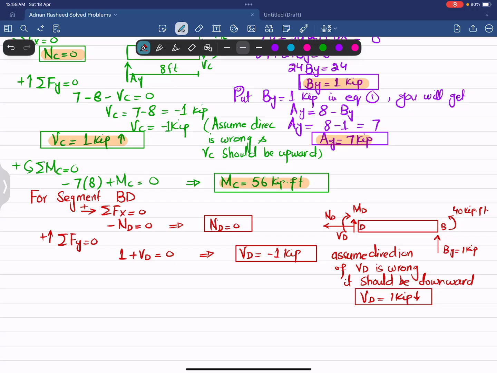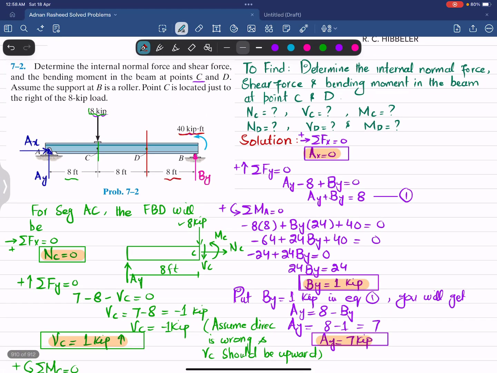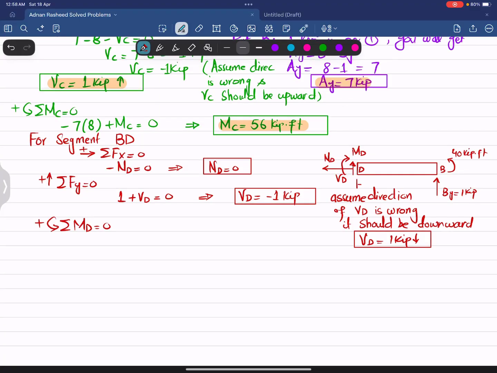Now the last thing is that we'll find the moment about point D. For that, we will apply the sum of all moments about point D taken as 0, and taking the counterclockwise moment as positive. The distance between B and D is 8 feet. So I will write it over here. This distance is 8 feet.